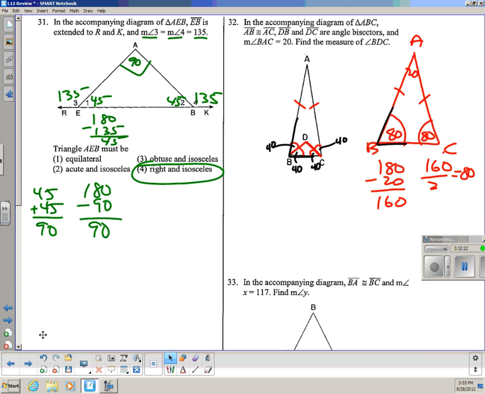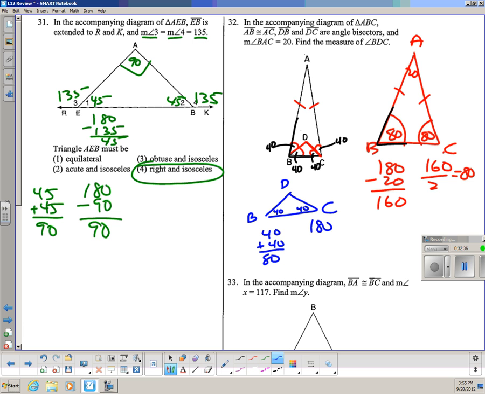So, it says find the measure of angle BDC. So now I have another triangle, BDC, where these base angles are 40 and 40. So I can add those up. That's 80. And subtract from 180 to get the missing angle, which is 100. So the measure of angle BDC is 100. That's a trickier problem for sure.